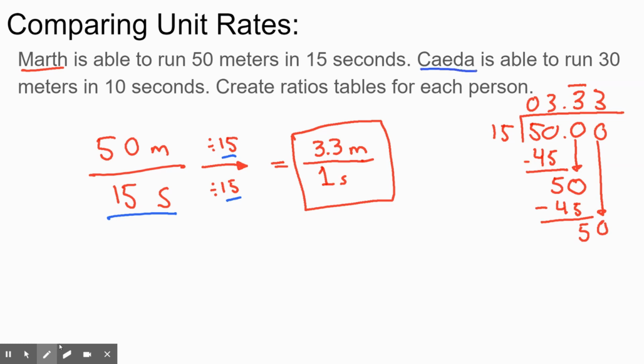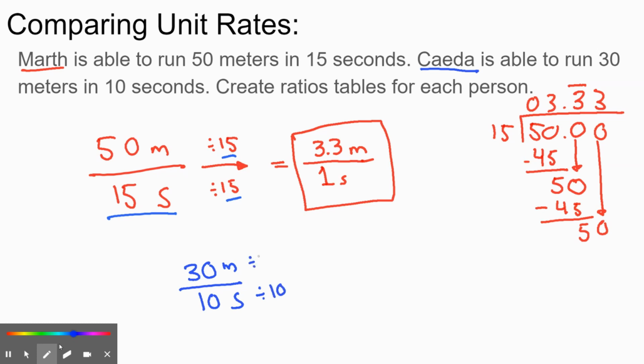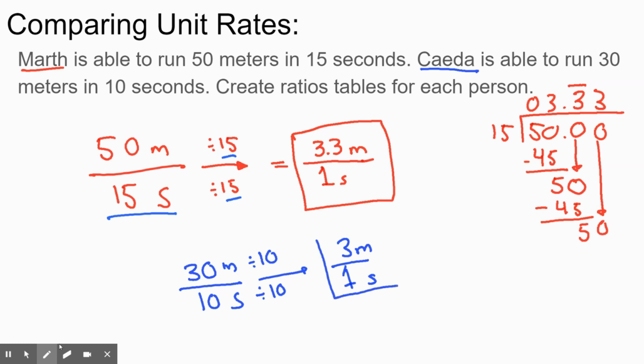This time, Sita, she runs 30 meters in 10 seconds. Now this one's a little bit easier to find a unit rate for, because if we divide both of these by 10, 10 divided by 10, easy, 1 second. 30 divided by 10 is also really easy. It's just going to be 3, in this case, meters. So we've found our 2 unit rates. And if you had more than 2 things that you wanted to compare, you could do this for every single one of them.